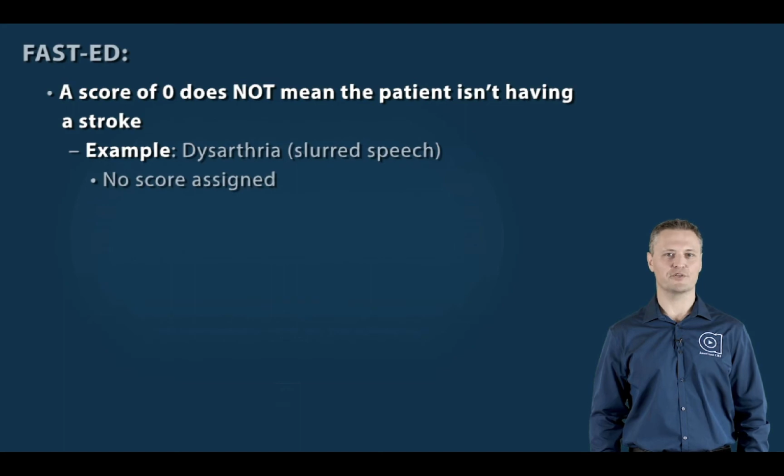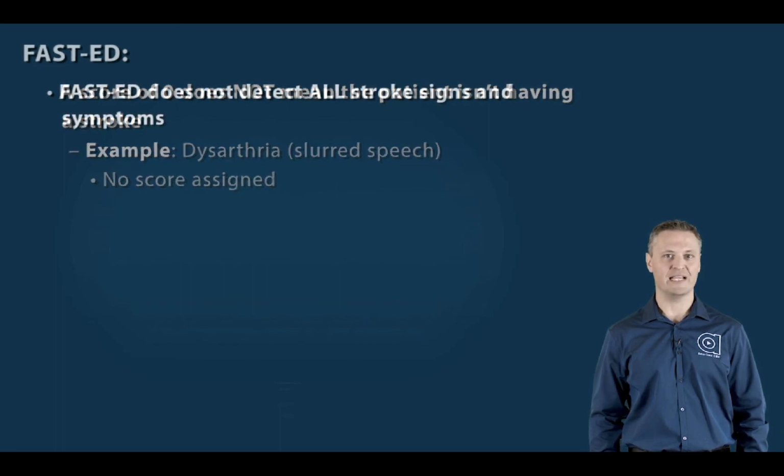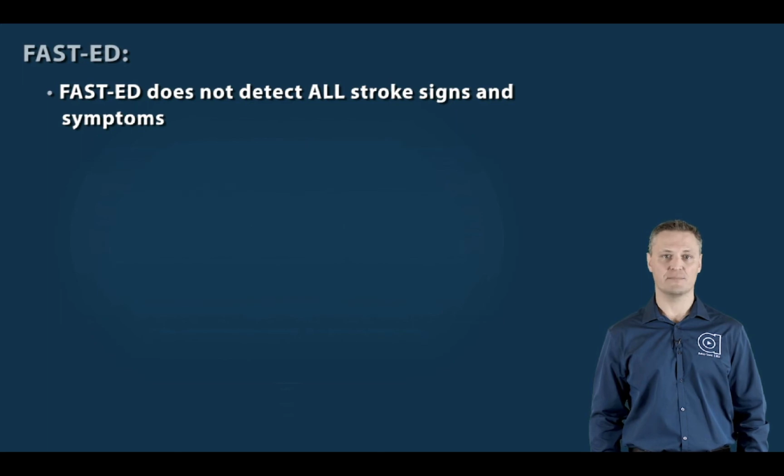It is important to understand that a FAST-ED score of 0 does not mean the patient is not having a stroke. There are signs and symptoms of stroke not scored by FAST-ED due to their typical lack of association with LVOs. For instance, dysarthria is a sign of stroke that is not awarded points by FAST-ED. In addition, not all stroke signs and symptoms are detected by FAST-ED. In some cases, it may be reasonable for EMS providers to perform additional discretionary stroke screening steps that are not included in our standard stroke screen.